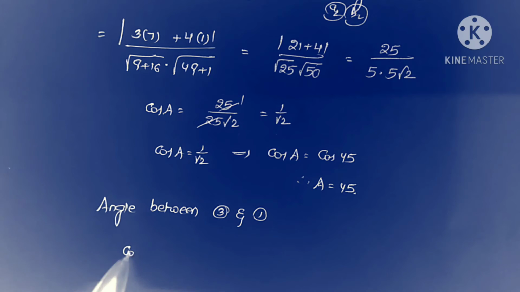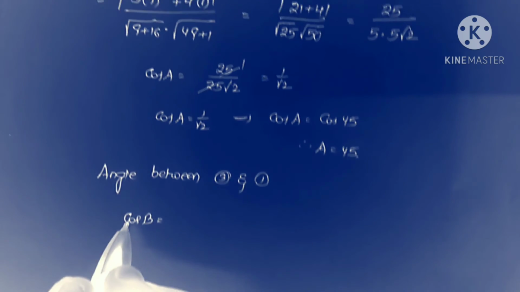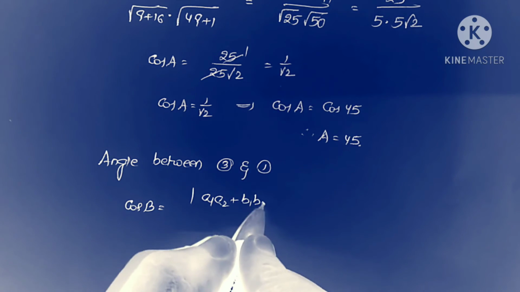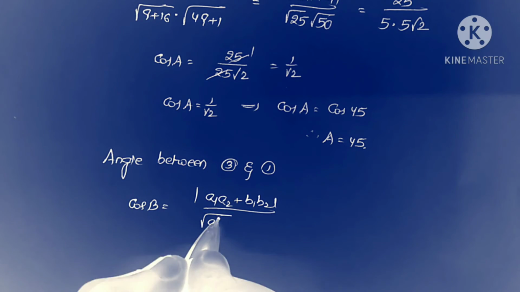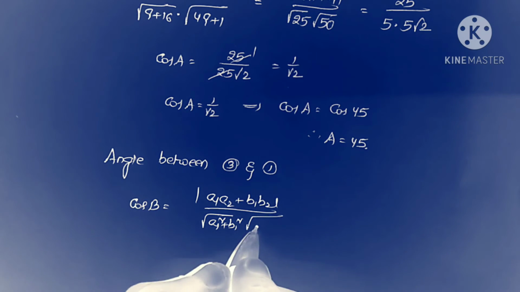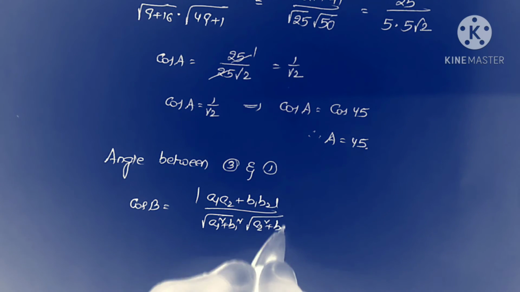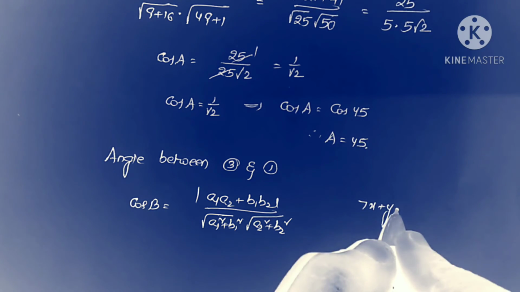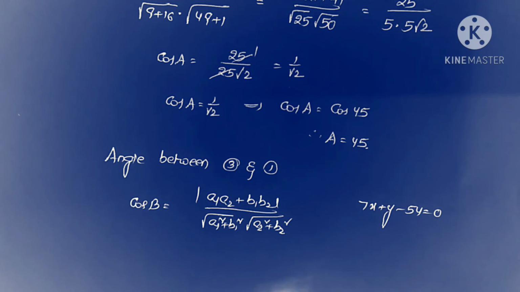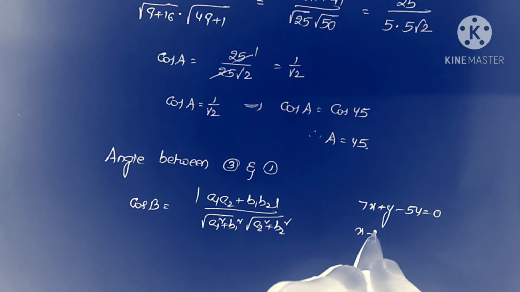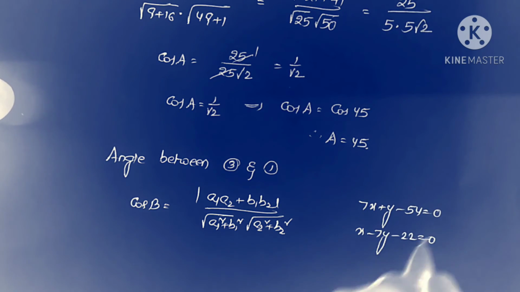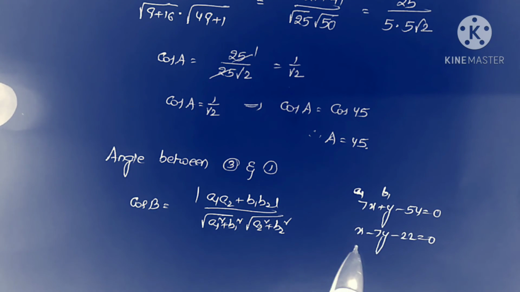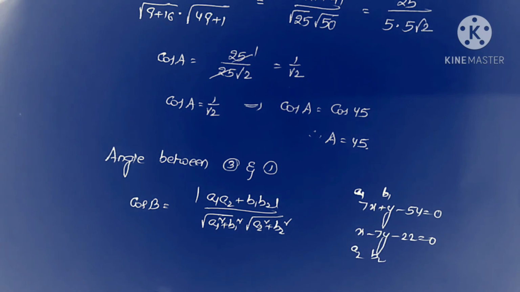Again we take the same formula, cos B is equal to, angle is equal to B. Cos B is equal to mod of a1 a2 plus b1 b2 by square root of a1 square plus b1 square into square root of a2 square plus b2 square. a1 b1 a2 b2 are taken from the 3 and 1 lines. What is the third equation? 7x plus y minus 54 equal to 0. And what is the first equation? x minus 7y minus 22 equal to 0.